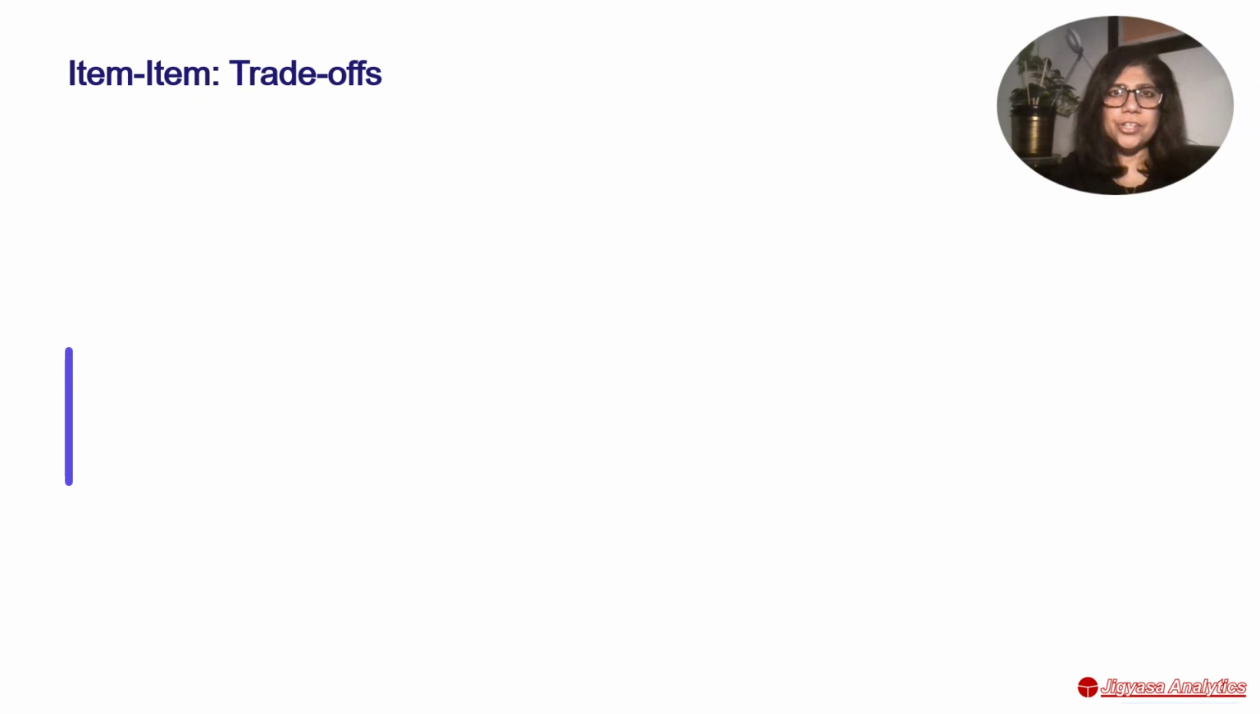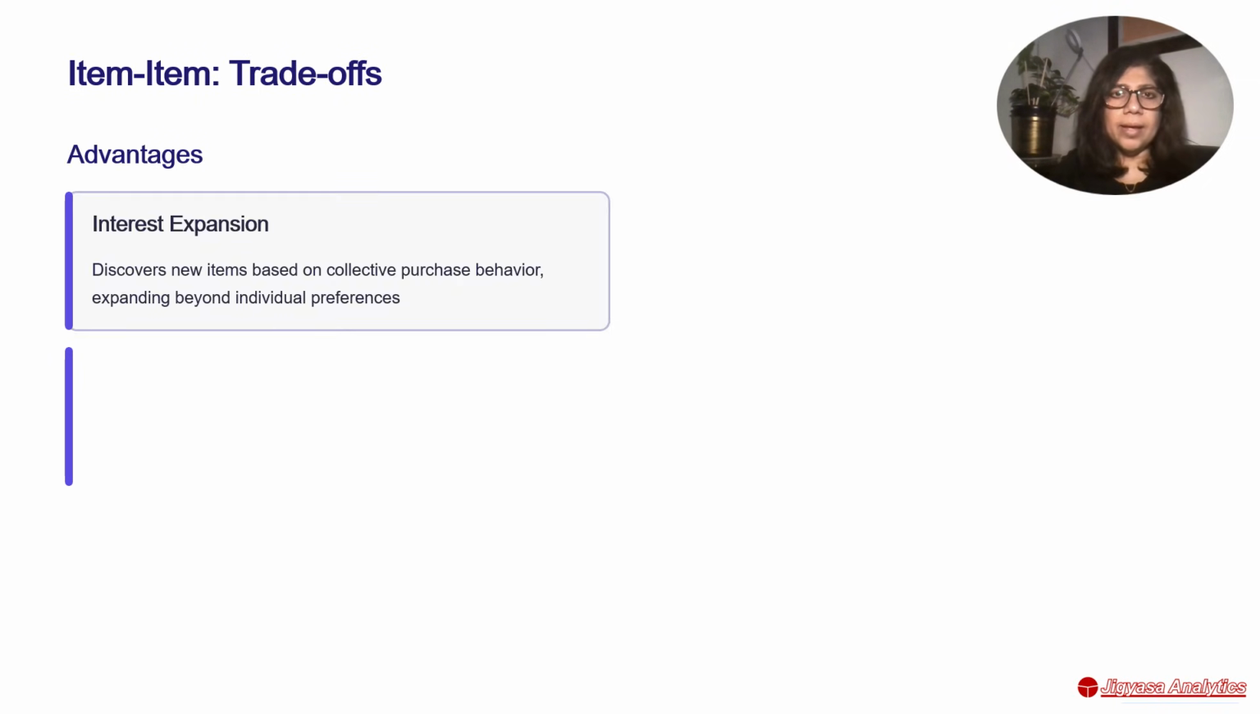Some of the advantages of this item-item similarity method are: one is that it discovers new items based on collective purchase behavior. This means that it can expand the user's interest based on what others have purchased. Secondly, it is not limited to similar features, so it finds relationships through actual purchase patterns of other users.